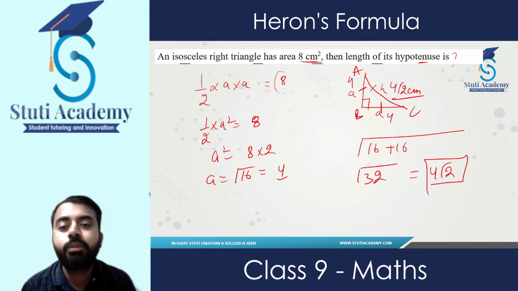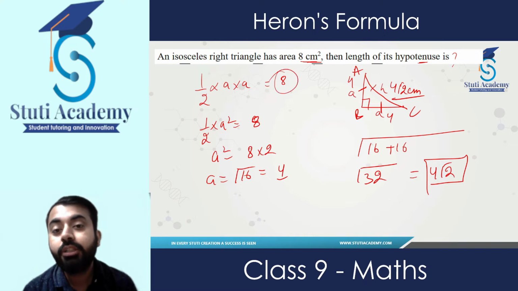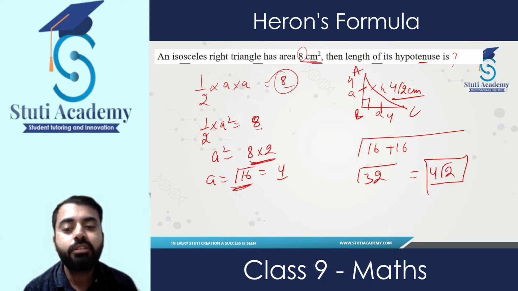I knew if this was a right angle triangle, then half into base into height will be the area. Its area was 8 centimeter square. Half into A into A is 8. Half A square is 8. A square is 16. A will be the square root of 16, that is 4. Now I knew my hypotenuse can be found out this way: perpendicular square plus base square, by rooting them. I knew if each side was 4, I could have simply written it to be 4 root 2.